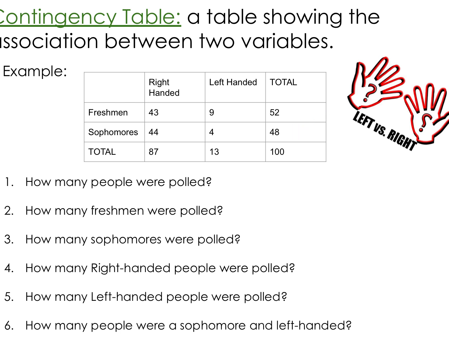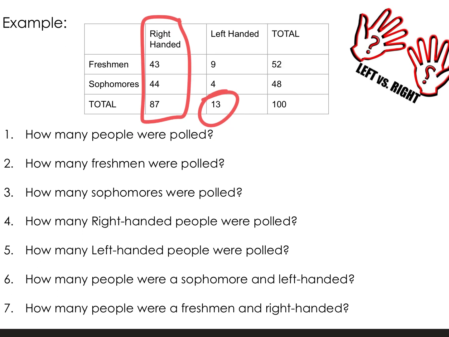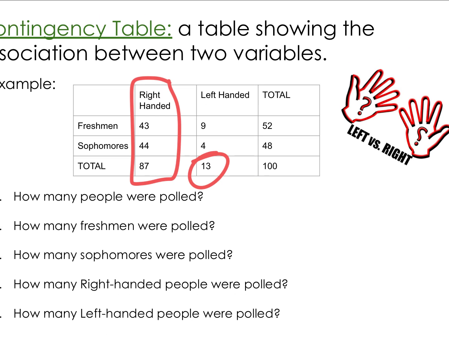How many right-handed people? Just getting used to reading these charts. Right-handed people are there, and 87 is the total of them. Very good. Lefties, 13. Okay. How many people were a sophomore and left-handed? Sophomores and left-handed. Do you see that this is the spot? All right. So do you get in this room, there's probably a left-handed sophomore. I'm not saying there is for sure. There could be.